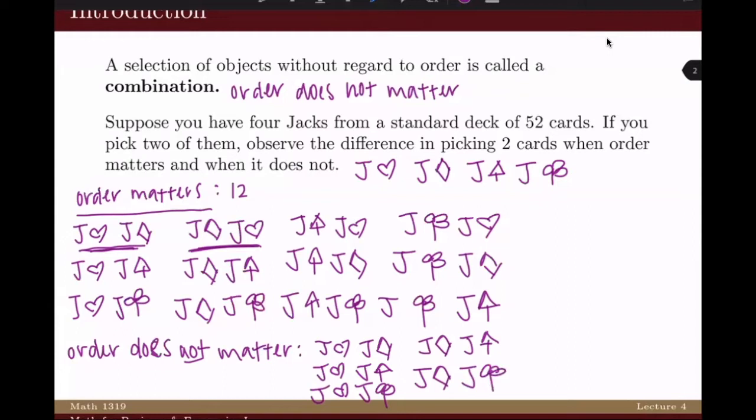Now we'll move on to the Jack of Spades. I already have spades with diamonds and I already have spades with hearts here. The only thing I'm missing is spades with clubs. So this is 1, 2, 3, 4, 5, 6 outcomes. So we can see how when we consider order and it matters, we get significantly more outcomes than when order does not matter.